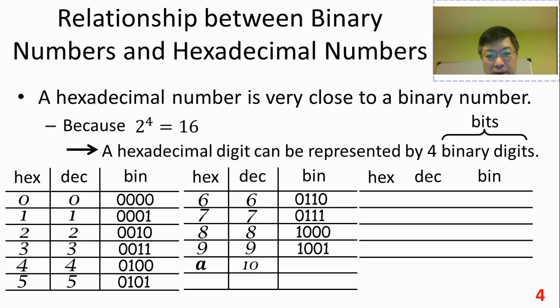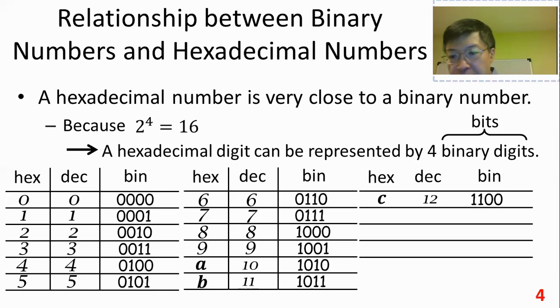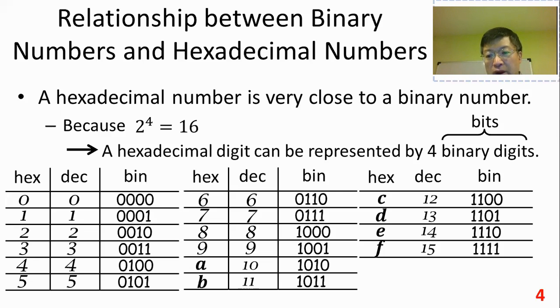A, add another 1: 1, 0, 1, 0. B, add another 1: 1, 0, 1, 1. C, 12, add another 1 to the previous binary representation: 1, 1, 0, 0. D, add another 1: 1, 1, 0, 1. E: 1, 1, 1, 0. F: 1, 1, 1, 1.